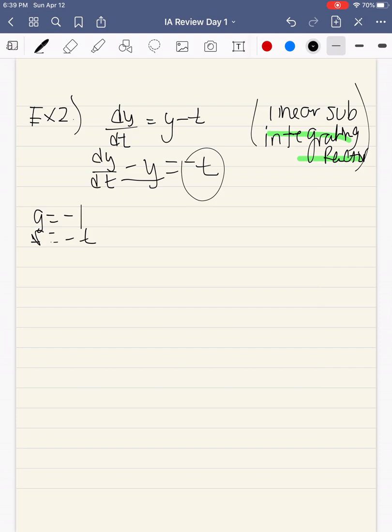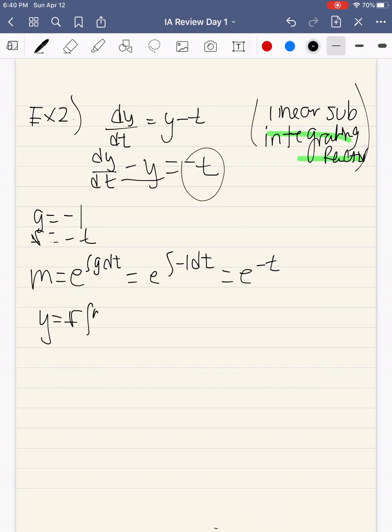And so if you think back to integrating factors, we have our m, which is our integrating factor, equal to e to the integral of g, whatever your independent variable is here, so dt. So we have e to the integral of negative 1 dt, so that's just e to the negative t for m. And then we know that y, our whole function, is going to be equal to our f times the integral of m f here, and whatever your dependent variable is. So we know that this is our format here, so let's go ahead and just complete this.